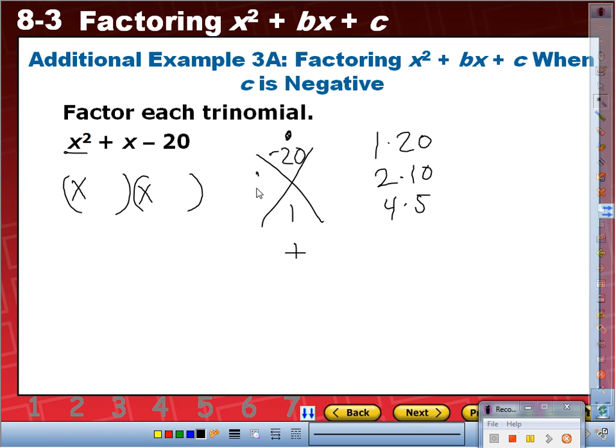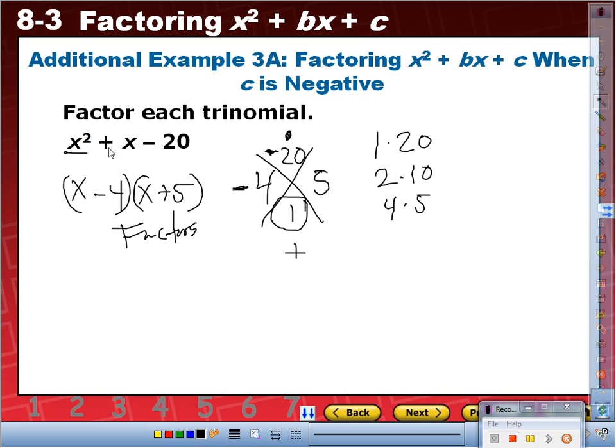4 and 5. But you're saying, wait a minute. Now, this is how you know. Everybody look up. If this is a negative product, the sign of this number will go with the biggest of the two. So what is the sign of this one? Positive. Which is the biggest one? 5. So that means this has to be a negative. X minus 4, x plus 5. These are my factors. Now, let me show you.